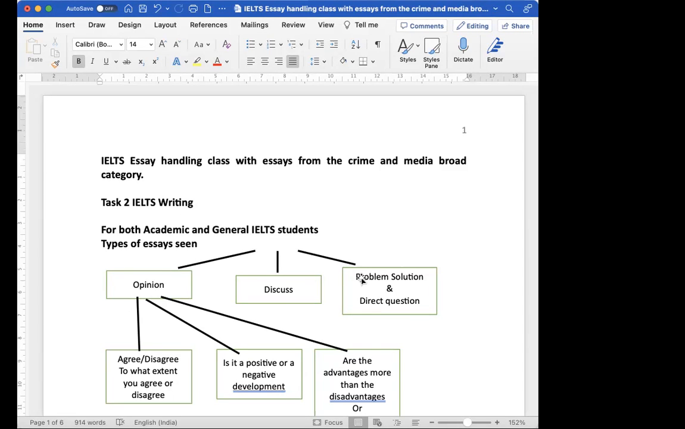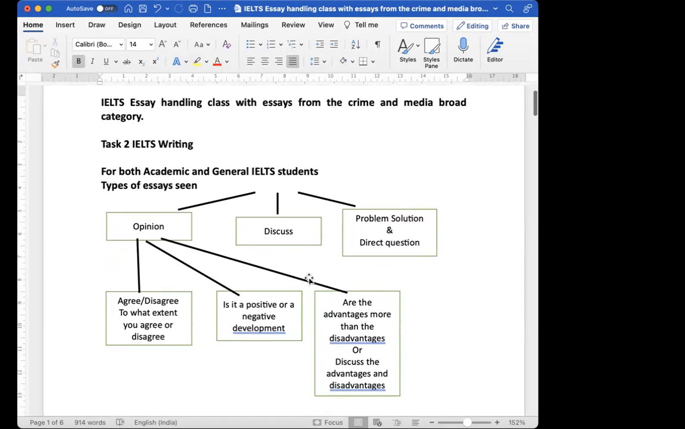So here, opinion essay, first main broad 3 categories. How to recognize the 3 types of essays? First, you must know that. Then you must know how to handle each type of essay. And handling of opinion essays is more or less the same, although there are 3 ways in which an opinion can be asked, but the handling is more or less the same, very slight difference, which I will teach you, and then you will have no problem. Main thing is how to recognize that this is an opinion essay, this is a discuss essay, and this is a problem solution or a direct question essay, which is also very, very easy, not at all difficult.